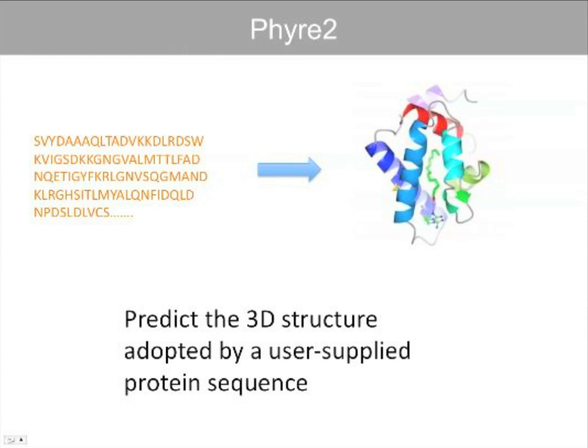So what is Phyre? Well, essentially it takes an amino acid sequence that you've submitted to the server, you've pasted it in, and it will generate hopefully a three-dimensional model of your protein.